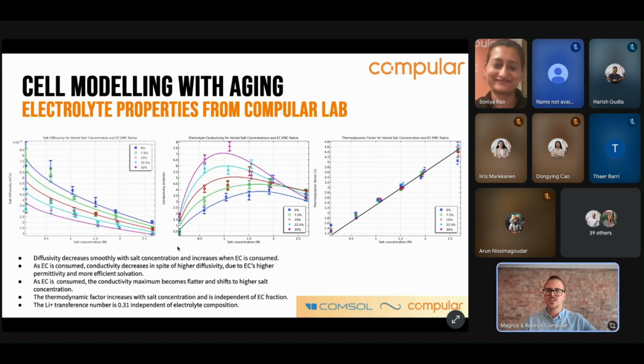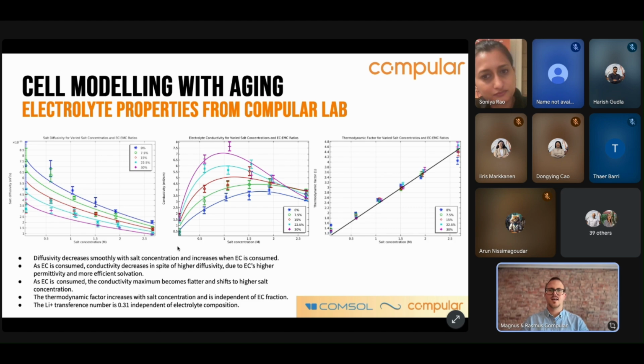So we first got the diffusivity to the left in this picture, and we see the expected shape: we get a nonlinear but smooth decrease as we increase the salt concentration, and the different curves express the fraction of solvent that is EC. So we start from 30% EC and 70% EMC, and then we go down towards 0% EC when we've used it all up in the formation process. And what we see for the diffusivity is that if we remove the EC, we get an increase in diffusivity because EC is more viscous than EMC.